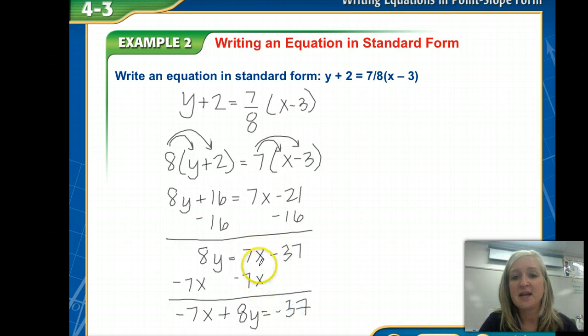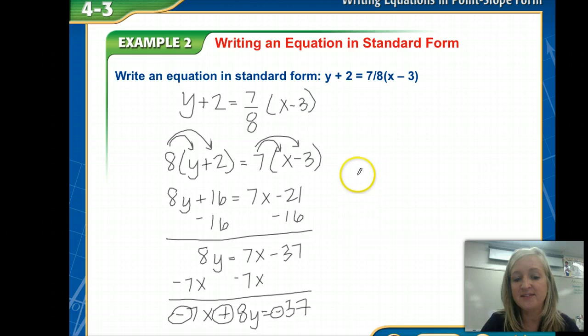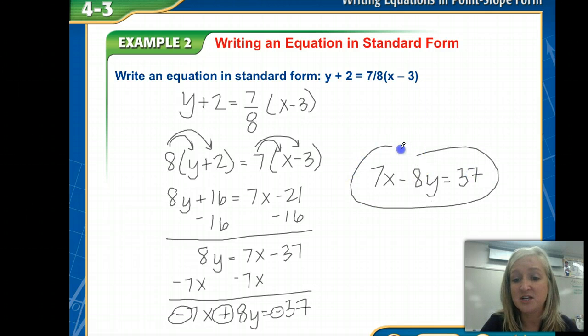Well, if you remember from standard form, our a value cannot be negative. That's part of the equation. It's not negative ax plus by equals c. It's a positive. So I need to flip the sign on every part of my equation to keep it the same. So instead of negative 7x plus 8y equals negative 37, my answer is 7x minus 8y equals a positive 37. It doesn't change the value of the line, it just changes it so my x value is not negative.